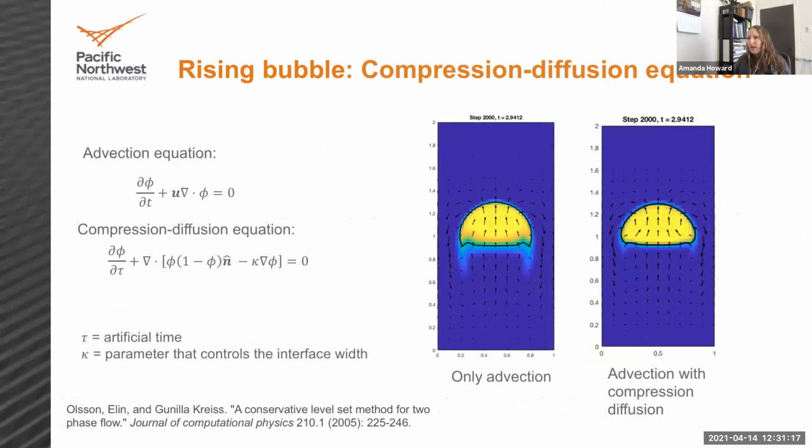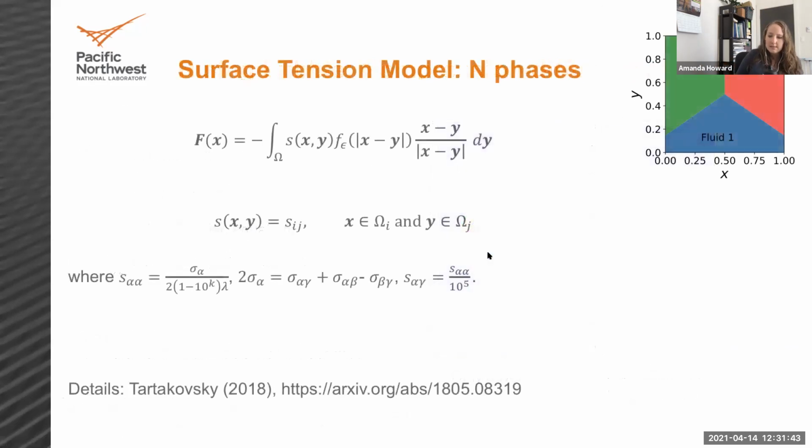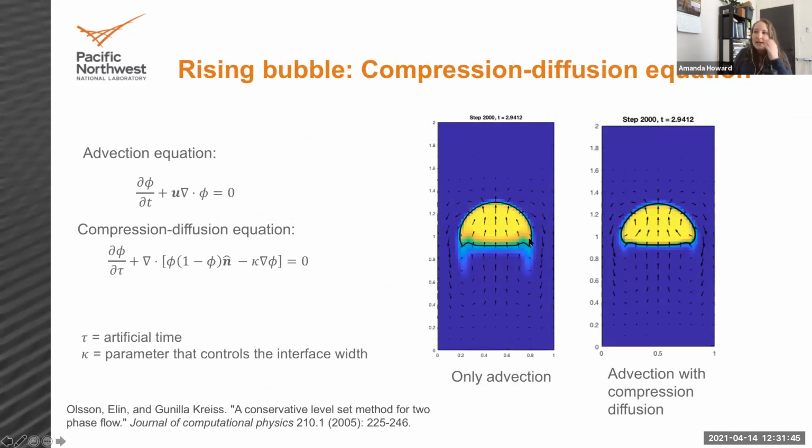But the reason I like the rising bubble case is it shows the importance of what I call the compression diffusion equation. So here we're looking at the color functions. So yellow is a value of 1 in one fluid and 0 in the other fluid. And we're looking at the bubble as it's rising. And so we have to advect the color function at each time step. And then we have the compression diffusion equation. So what happens if we don't use our compression diffusion equation is we're losing mass in the wake of the bubble. So the color function is smearing out, which means the bubble is losing mass behind it, and that's bad. We know that bubbles don't leave mass behind as they move.